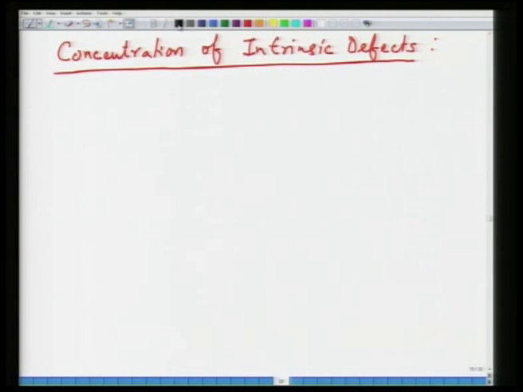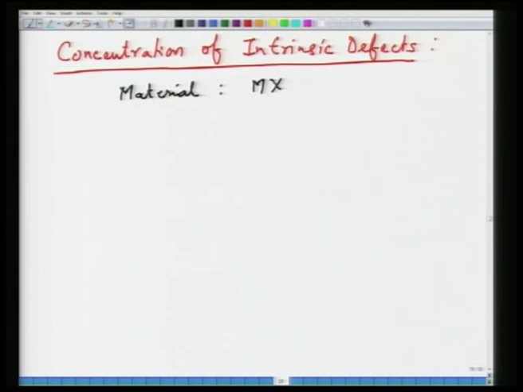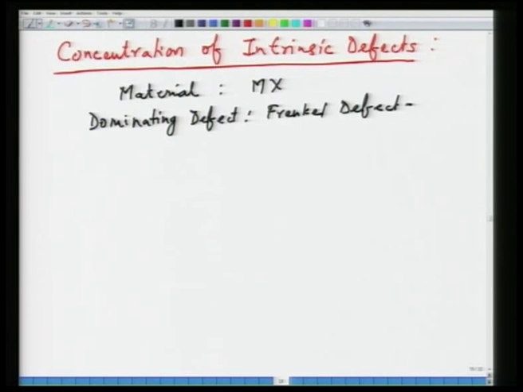So, let us consider, for example, the formation of a Frenkel defect in a material MX. The material we take is of MX type, which means M and X valencies are the same, and let us say the dominating defect is the Frenkel defect. So, if it was a Frenkel defect, then I can write this as M_M plus X_X goes to M_i plus V_M plus X_X.